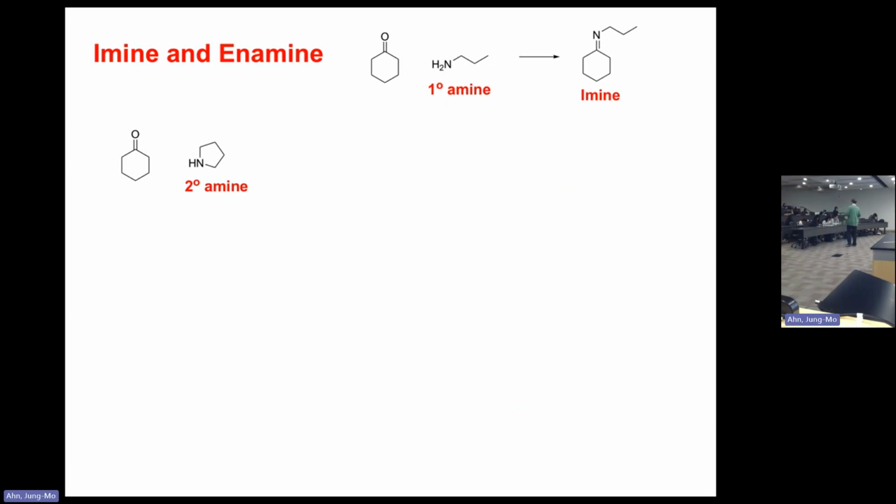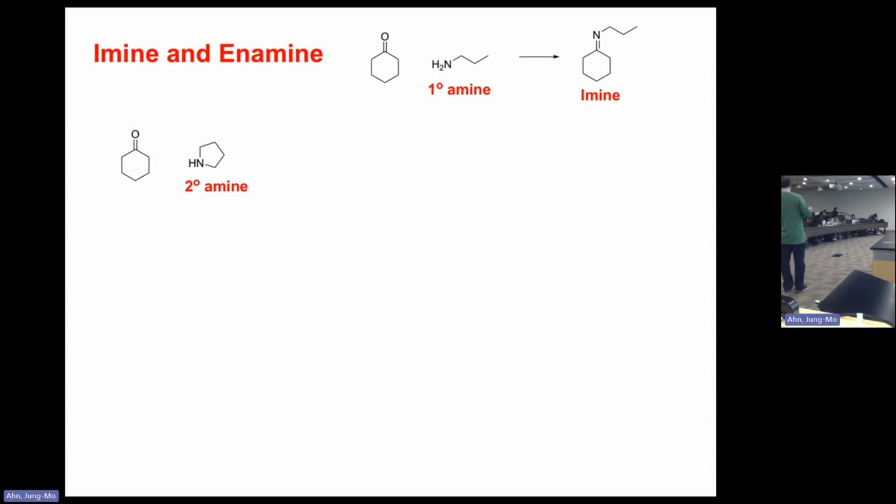Imine formation is basically preparing these carbon-nitrogen double bonds from the ketones and aldehydes with the primary amine. That's what makes it. We talked about the mechanism. You already know. What I'm trying to show you is that if you're using a secondary amine, nitrogen with a two-carbon chain, then the fate of the products is a bit different. It makes an imine first, but it gets processed further. Then that makes something called an enamine.